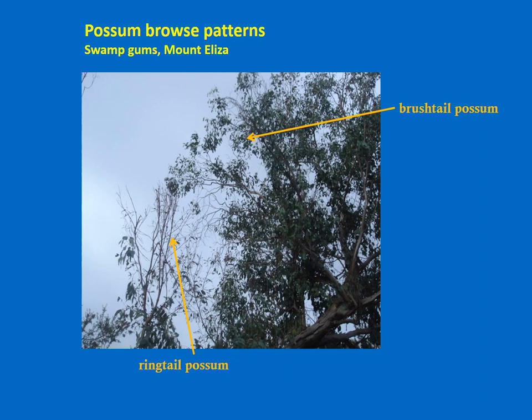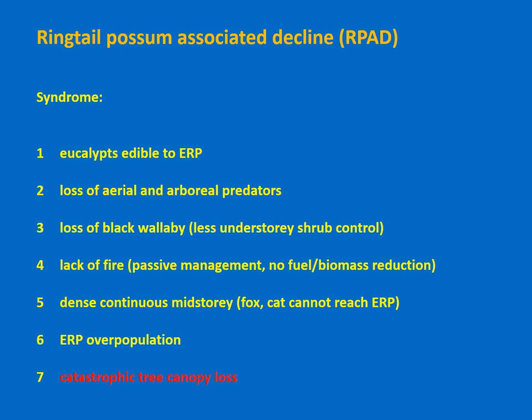And indeed, the brush-tailed possum and the ringtail possum have different browse patterns. The brush-tailed possum feeds on adult leaves primarily. It's got different teeth that are adapted to cutting and grinding hard, mature eucalypt leaves. The ringtail goes for the shoots, having much smaller teeth. That's why the two species can actually cohabitate. They actually have different niches, even though they're the same food plant species. It's just different stages of growth on the plant that enables the two species to live together. So ringtail possum associated decline is a syndrome. They're the symptoms.